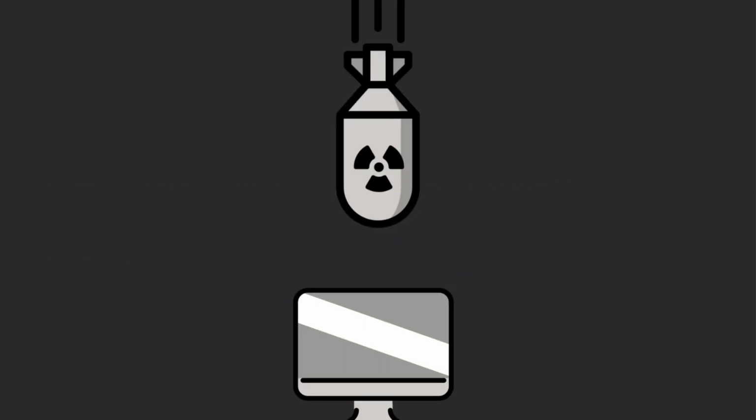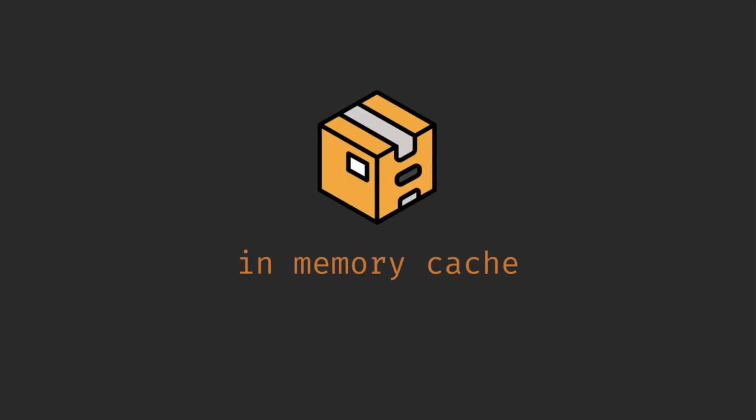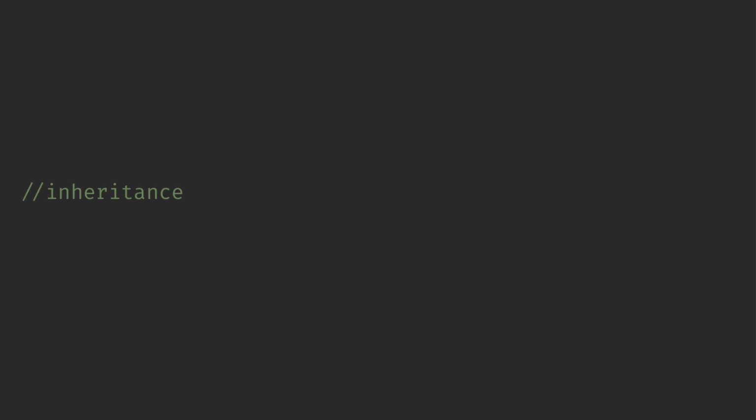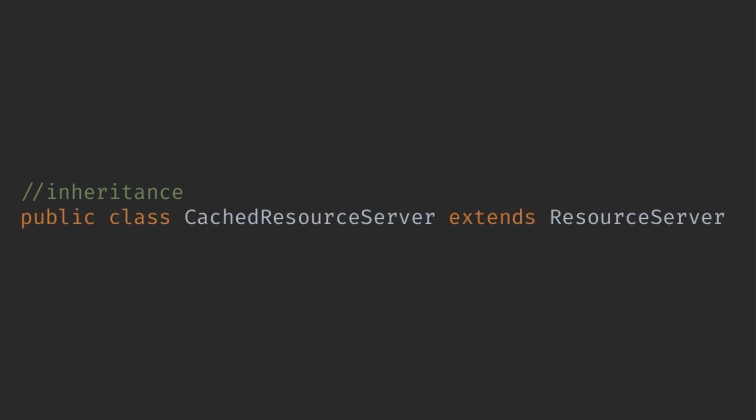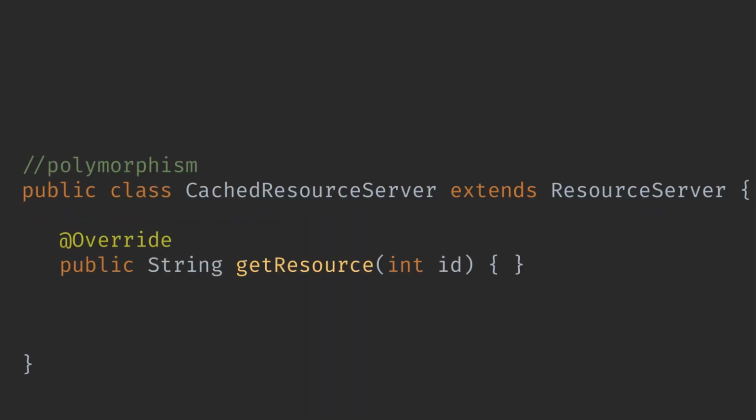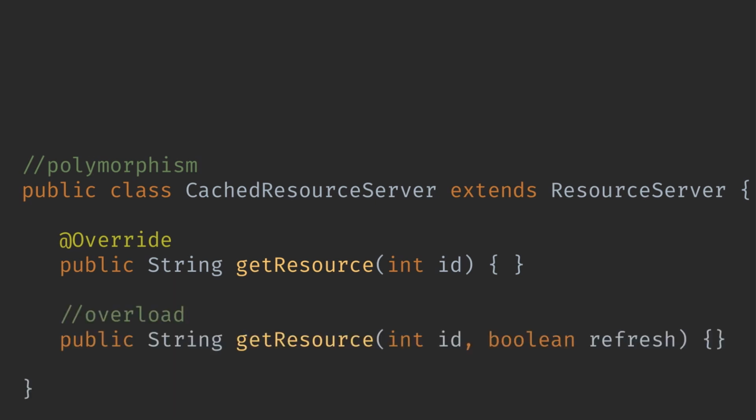So, to avoid nuking the server with requests, I want to implement a simple in-memory cache strategy in this class, where inheritance will allow us to extend the resource server class to then create a cached resource server class where we can add the cache feature, while with polymorphism, we will be able to intercept any call to the parent's getResource method and use overloading to add a new option such as cache refresh.